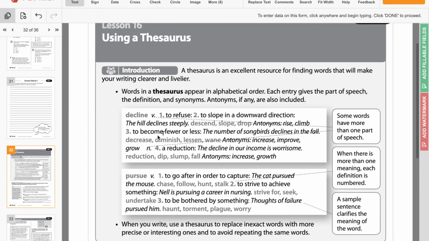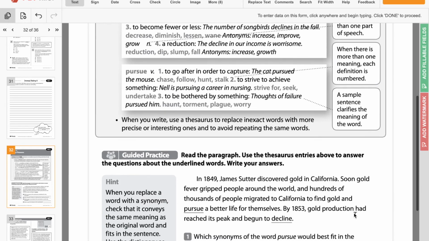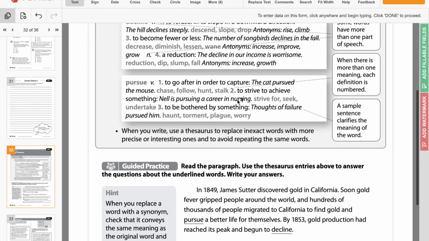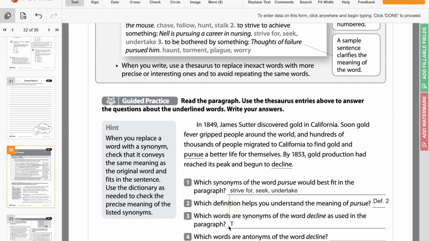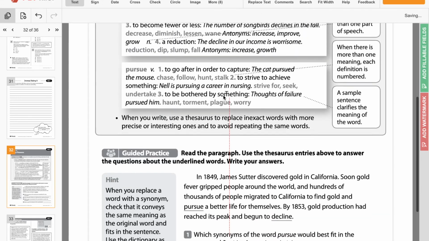No. Number 3 is to become fewer or less. Is the number of gold being produced going down? Yes, it's talking about the number becoming fewer or less. So if we're looking at those synonyms, they are decrease, diminish, lessen, or wane. So we're going to put those right here. So decrease, diminish, lessen, or wane.